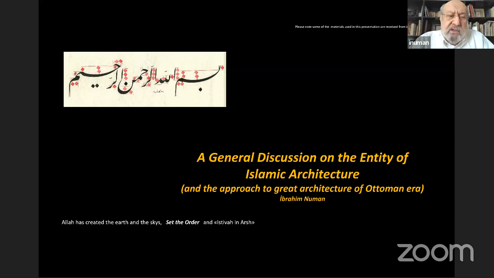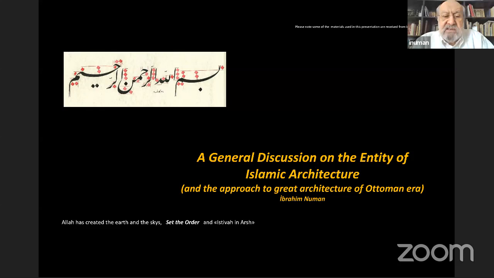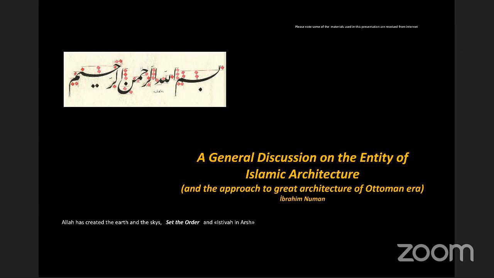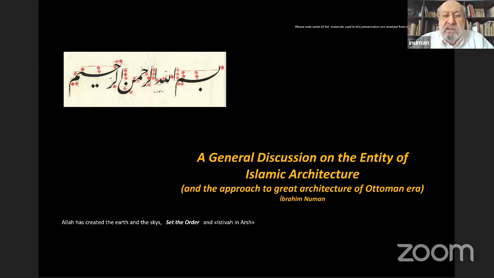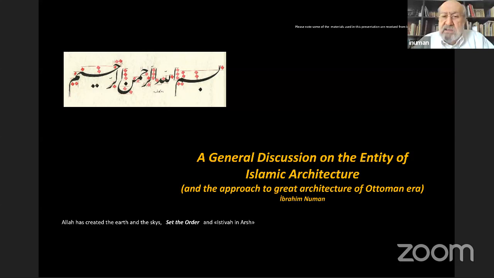Of course, you know that there's an ayah from the Quran saying, generally by the meaning, not the verse, that Allah has created the earth and the skies and set the order, and then turned to istiwa on the arsh. This special stress on setting order in this ayah is very important in achieving the orderly approach in Islamic architecture and Islamic arts.